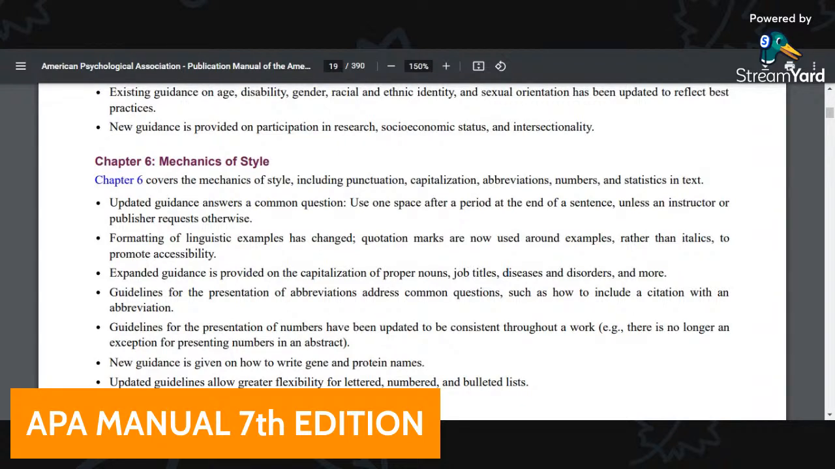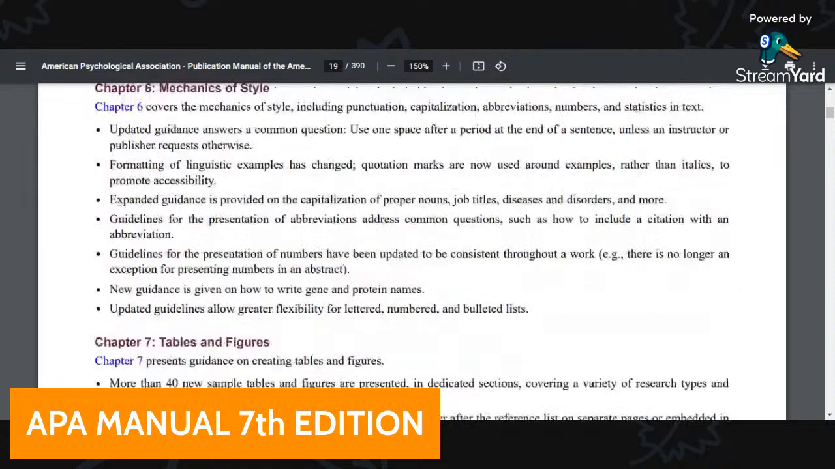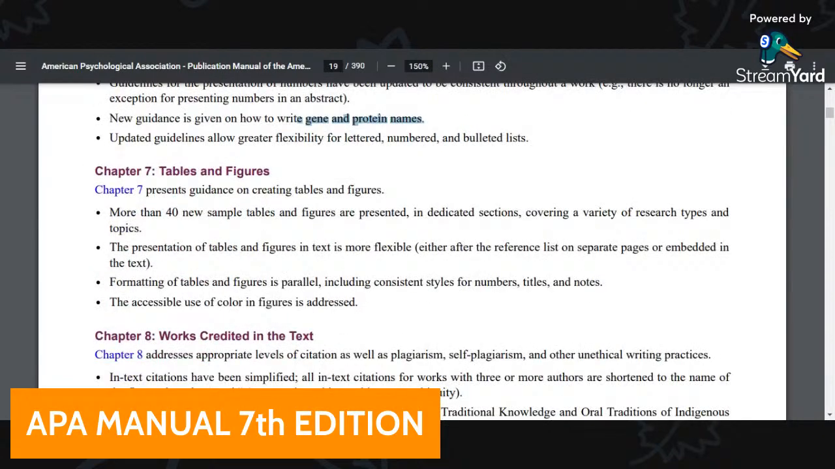New guidance is given on how to write gene and protein names. It is very important in this. We use certain genes present in our body or in any animal. Then how we have to cite that gene or protein name in our research work or in different writings. So we can use these guidelines to put that name accordingly as per the APA standards, and how we have to use tables.